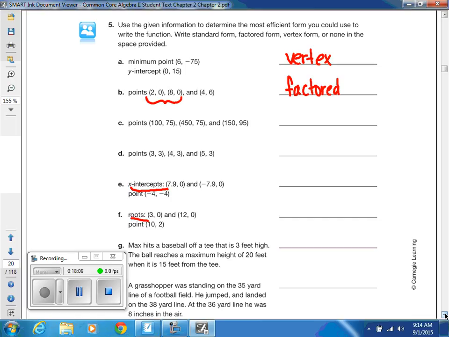Now, if they just give you points, you can try standard form because you can plug it in and see what other points are. But sometimes even standard form doesn't work. We're actually going to build some later. We're not going to do that today, but it's good to recognize which one you need to try to go with. But you could try standard form with these.